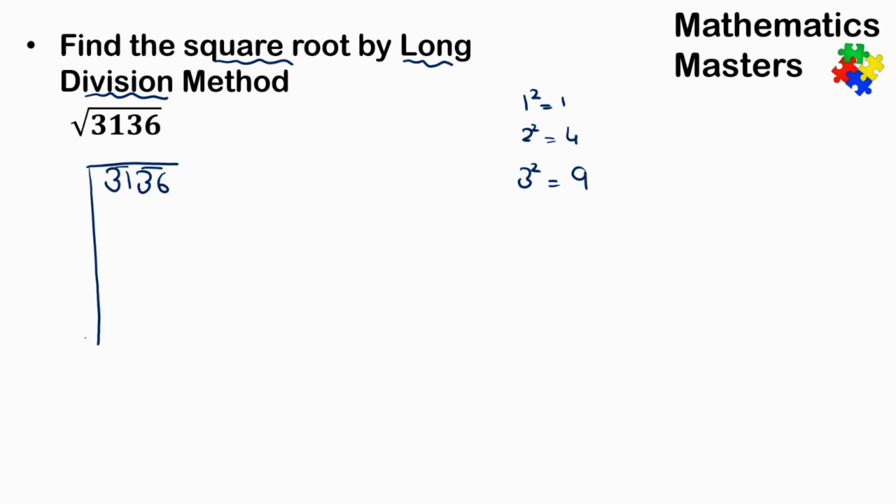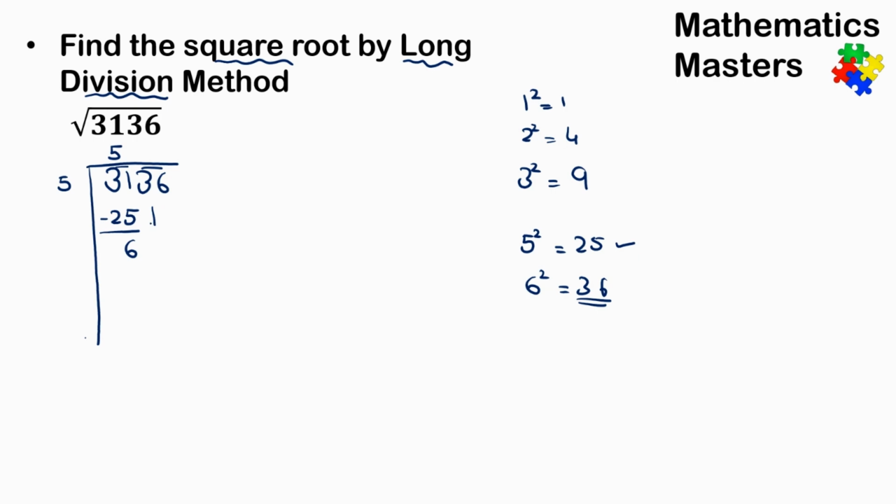Then let's take a little bit of a jump. The square of 5 is 25. So 25 is less than 31. What about the square of 6? Square of 6 is 36. Now 36 is bigger than 31. So we'll go with 25. We'll write 5 over here. 5 times 5 is 25. So 31 minus 25 is 6.